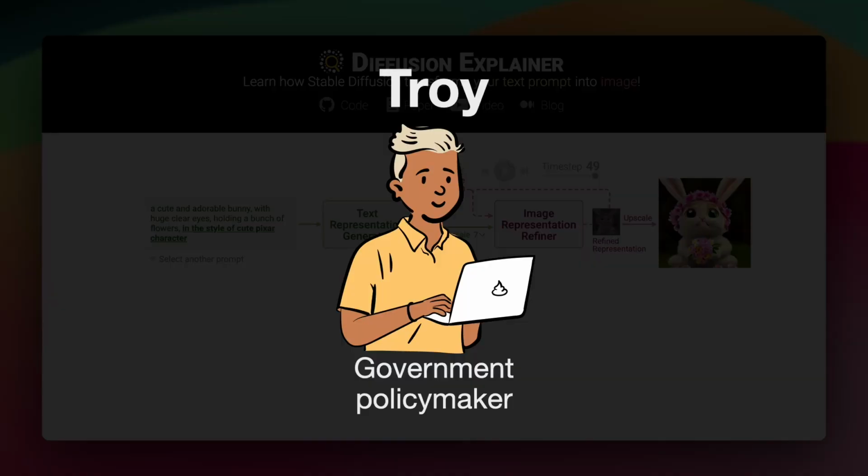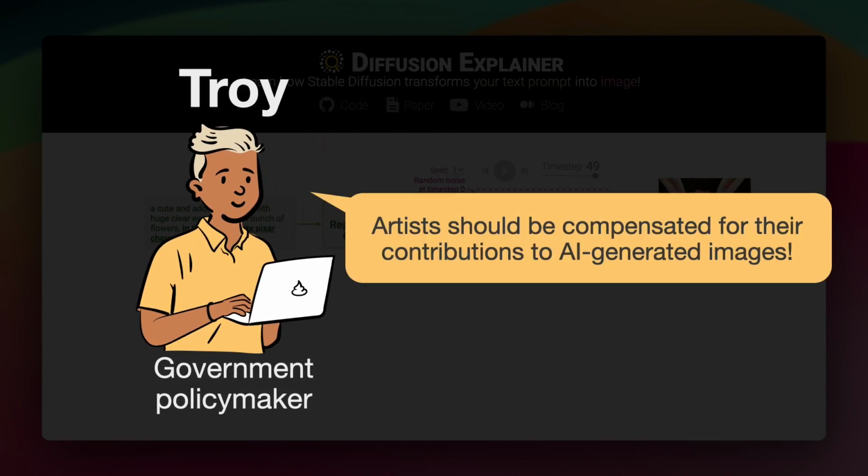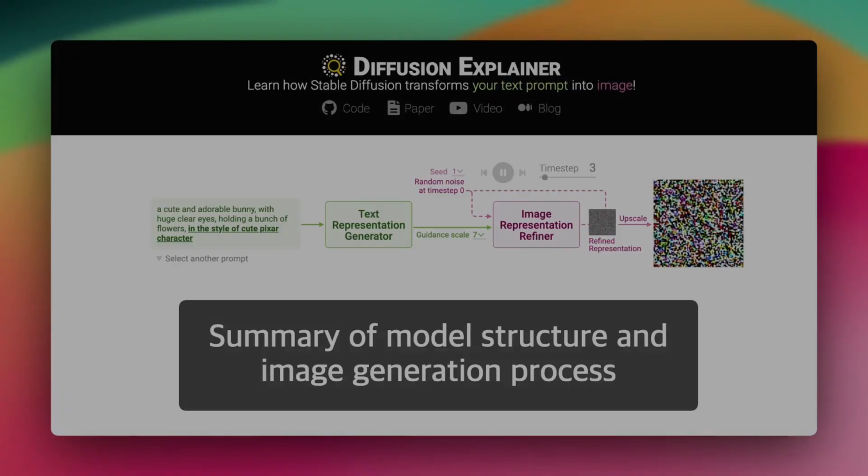Now, let me walk you through the key features of Diffusion Explainer using a scenario. Troy, a hypothetical government policymaker, has recently received concerns from artists that their artwork has been exploited by AI models without their consent. To help these artists be compensated for their contributions, he has found tools that aim to attribute AI-generated images to human artists. Before proposing any policies, he needs to understand how and if such attribution works and launches Diffusion Explainer.